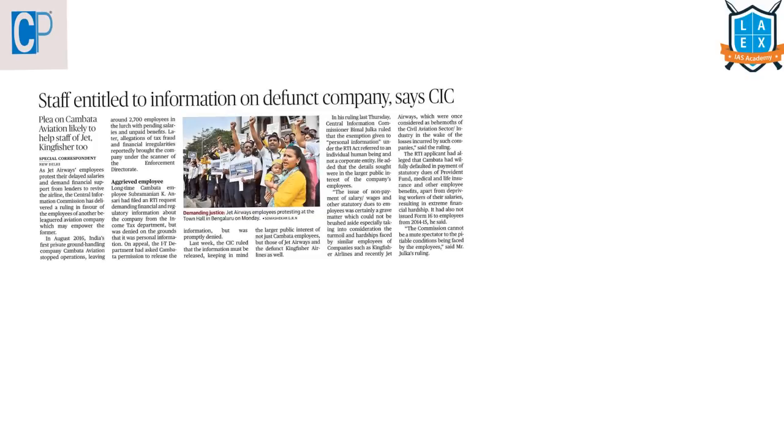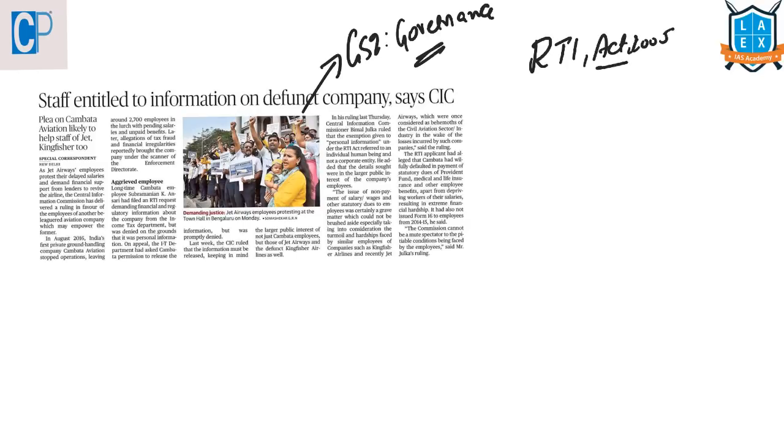The next article is staff entitled to information on a defunct company. This article comes under GS paper 2 under the topic of governance. Here the Central Information Commission has said that the staff can seek financial and regulatory information of a company which is almost insolvent from the income tax department according to the Right to Information Act of 2005.